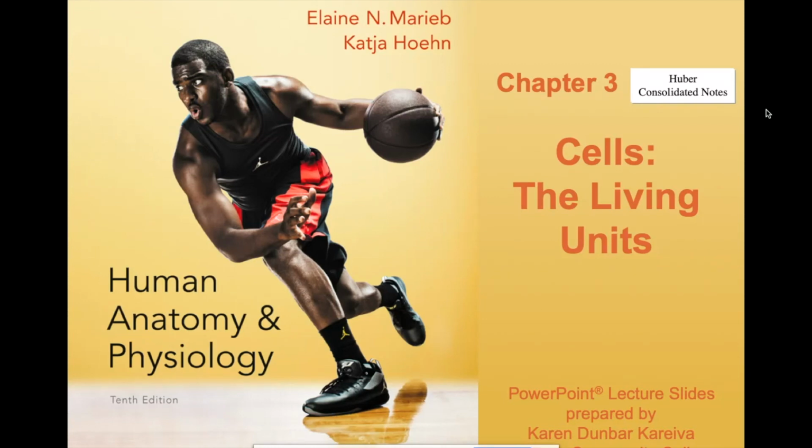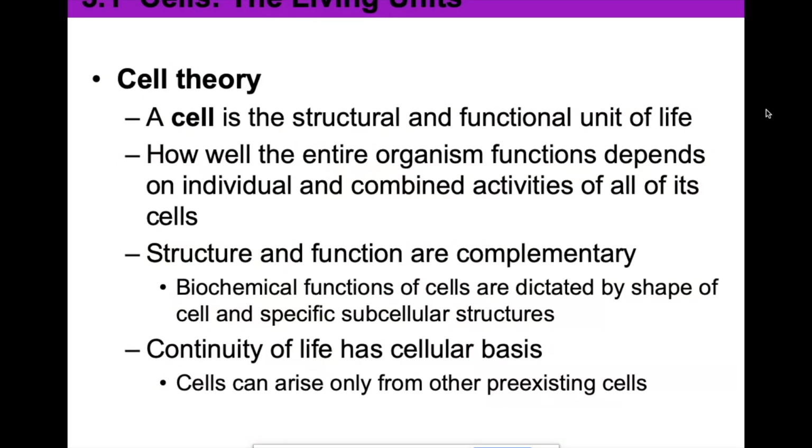So we're going to start off talking about cells. They are the living units of life. It is the smallest unit that is capable of exhibiting all the characteristics of life. So we're going to start off with the cell theory. The cell theory was developed by a bunch of scientists who basically said in order for a cell to be a cell, these are the things it has to do, and these are the things we know to be true of cells. So a cell is a structural and functional unit for life. It is the smallest thing capable of supporting all of life's functions.